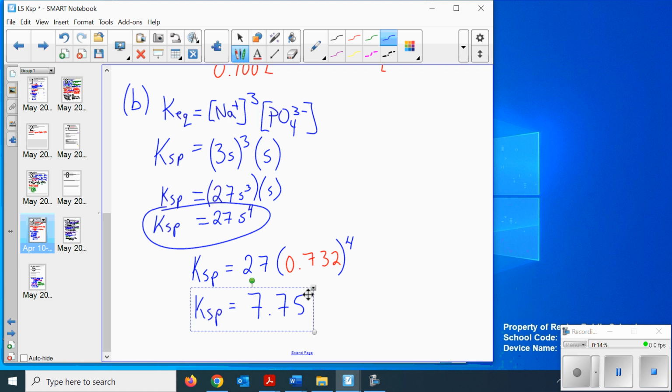Not decimal places, I want 3 significant digits, 3 significant, because the measurement was 0.732, 3 digits in there.